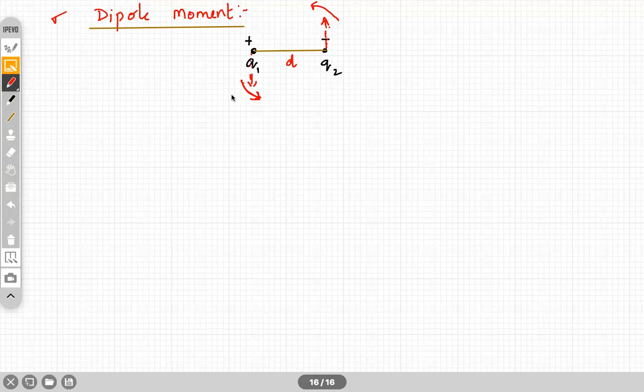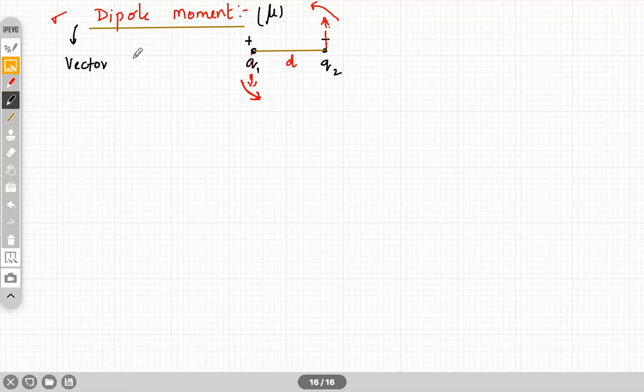Because of this rotation, there is a moment in this particular charge arrangement. This thing, the moment and all, we generally discuss in physics. Here in chemistry, you don't have to calculate the dipole moment. You just need to know the two charges present and whether there is a net dipole moment or not. So how do we do this? I'll tell you here. Dipole moment is represented by mu, and it is a vector quantity.